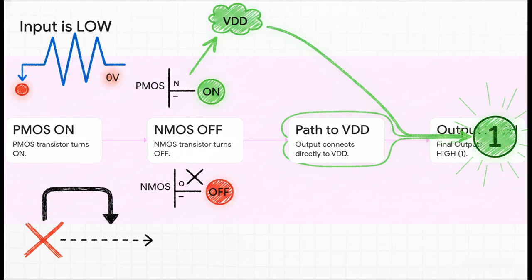Imagine our input is low, meaning 0 volts. This low signal triggers our top switch, the PMOS, instantly turning it on. At that exact same microsecond, our bottom switch, the NMOS, stays completely off. So our output wire is now physically connected straight through that active PMOS switch up to the VDD power supply, while the path down to ground is totally blocked off. Because of that, the output gets pulled all the way up, giving us a final output of a high 1.